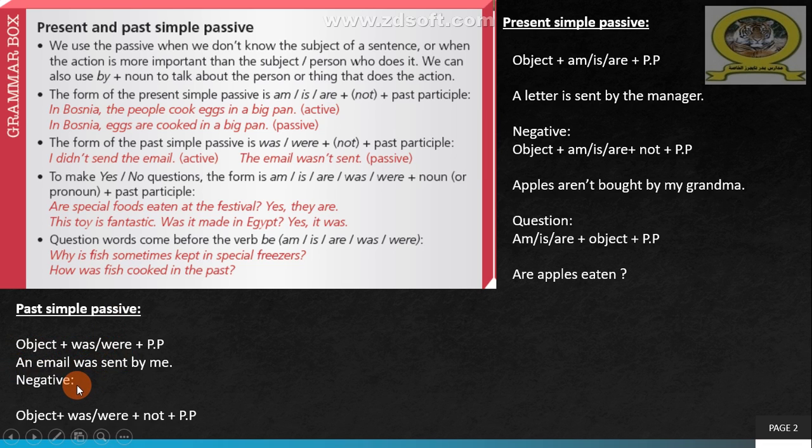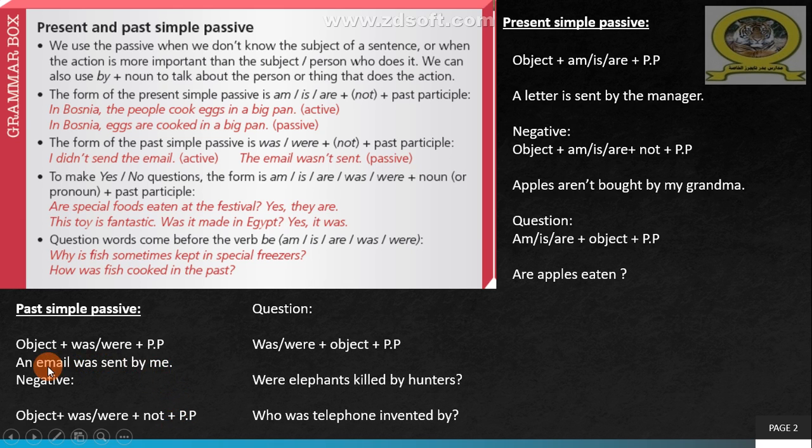How do we make a negative? I start with the object plus was or were according to the object, plus not to make it a negative, and the past participle. For example, an email wasn't sent by me. This is the negative form of the past simple passive.